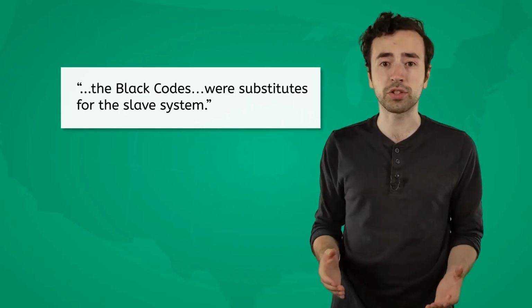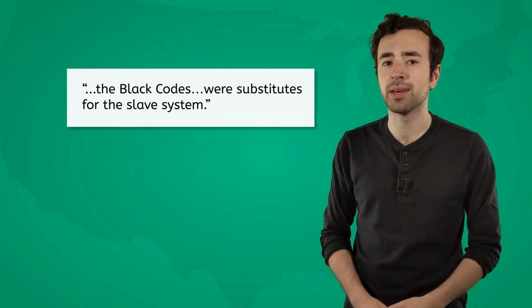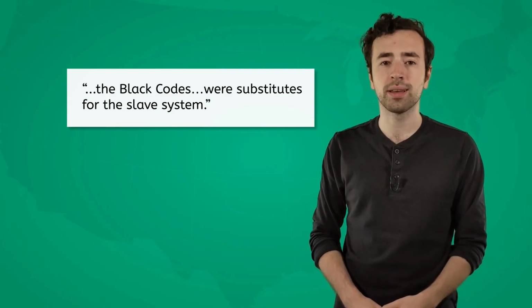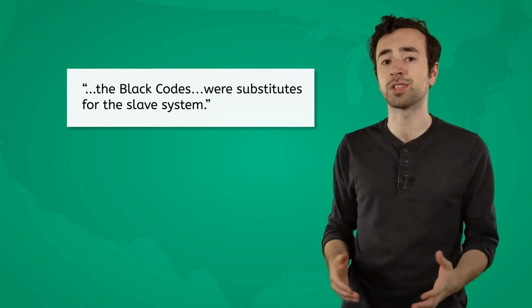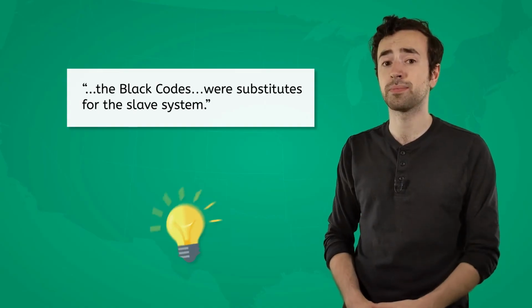Didn't these laws violate the 14th Amendment? Well, yeah. But without federal enforcement, little could be done to stop these laws. Consequently, Jim Crow laws persisted until the civil rights movement of the 1950s and 60s. Eventually, in a 1968 opinion, the Supreme Court admitted that the Black Codes were substitutes for the slave system.